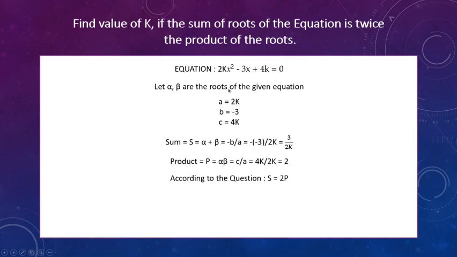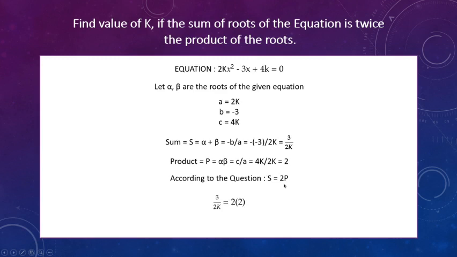According to the question, sum of the roots of the equation is twice the product of the roots. Twice means double. Double means we will write 2P. Sum S is equal to 2P. S is equal to 2P means sum of the roots is twice the product of the roots.